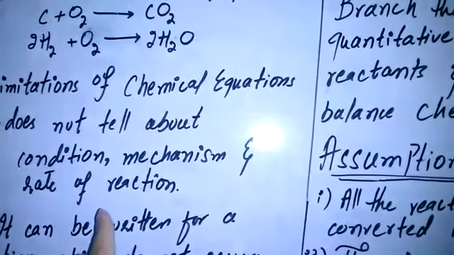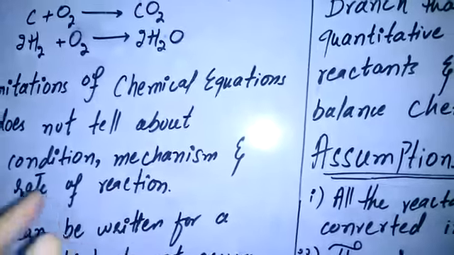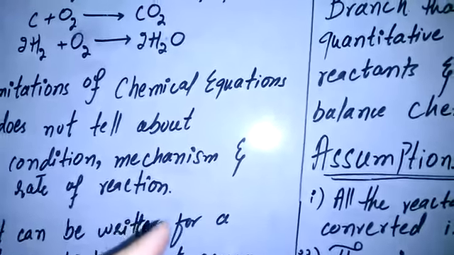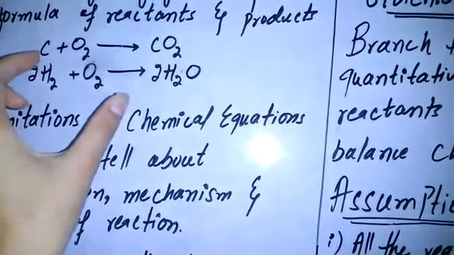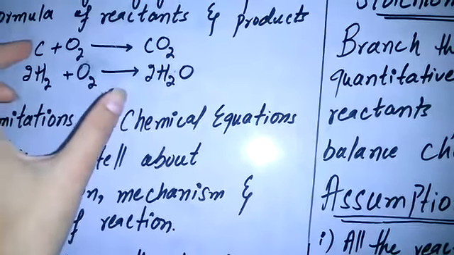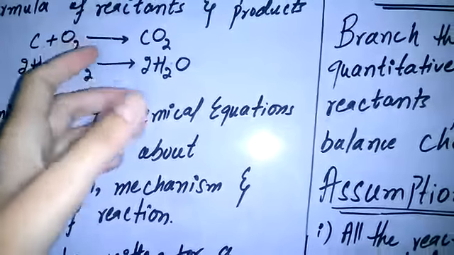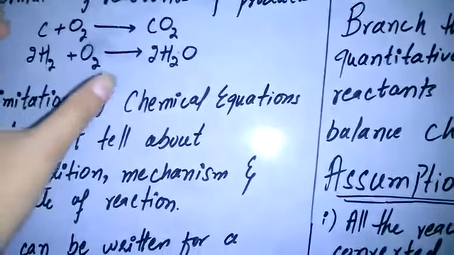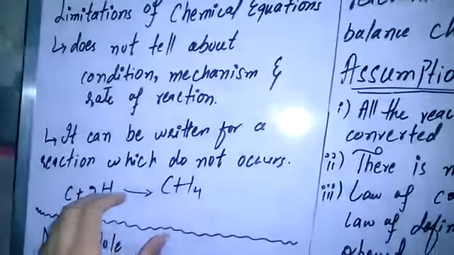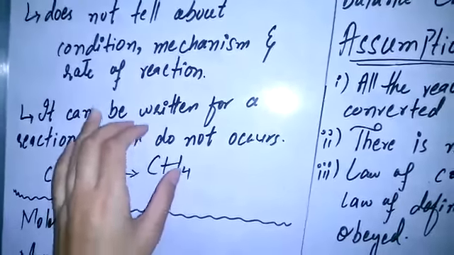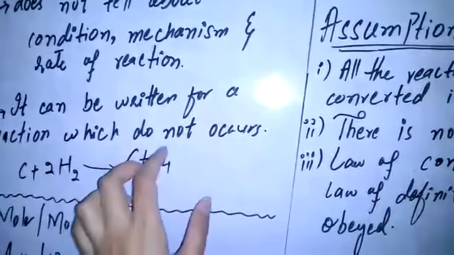Rate of reaction is the rate or the speed at which a reaction proceeds. As we look at this chemical equation, there is no representation of the speed of the reaction. Whether the reaction is fast or slow, it does not tell about the rate of reaction or the speed of the reaction. And the second limitation is that it can be written for a reaction which does not occur.